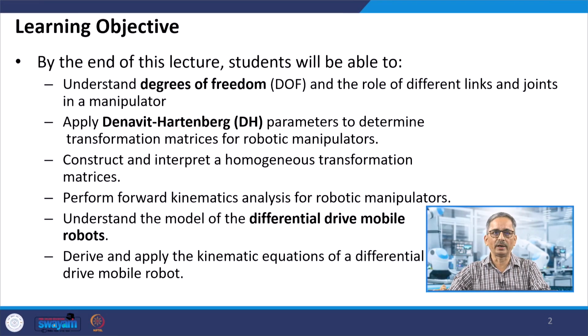By the end of this lecture, you will be able to understand the concept of degrees of freedom and the role of different links and joints in a manipulator, apply the DH parameters to determine the transformation matrix for robotic manipulators, construct and interpret the homogeneous transformation matrix, perform forward kinematic analysis of a robotic manipulator, understand the model of a differential drive mobile robot, and derive and apply the kinematic equations of a differential drive mobile robot.